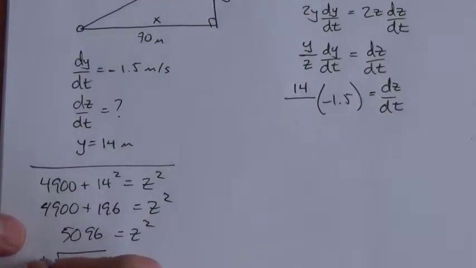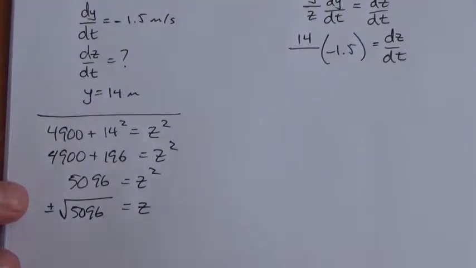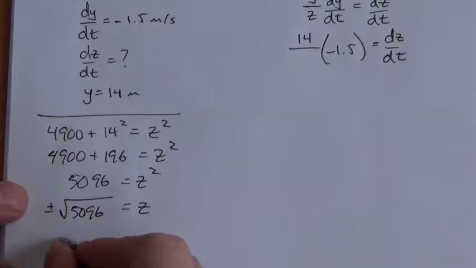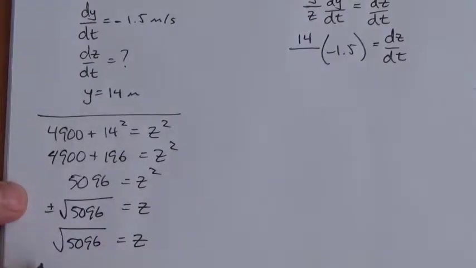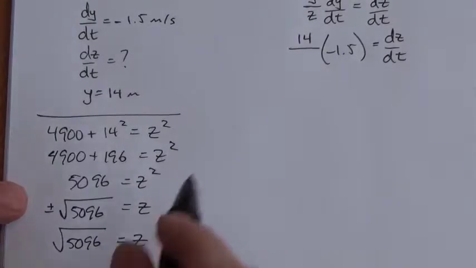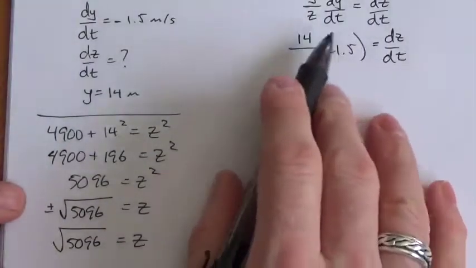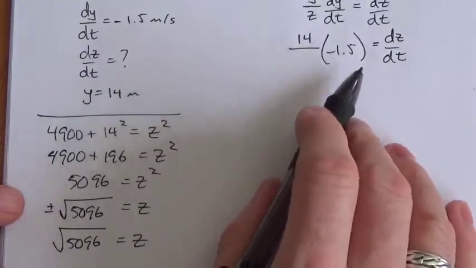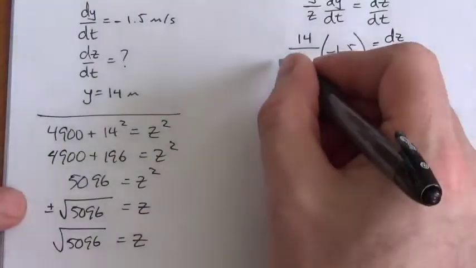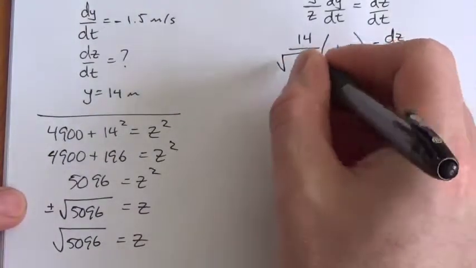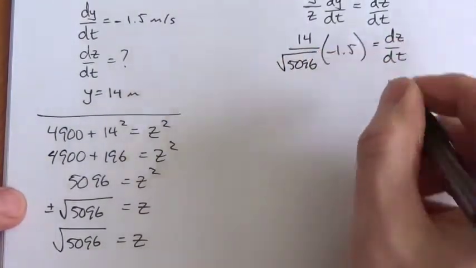to get z. Now that could be plus or minus. However, we all know in this context that it's not negative. It's just going to be the positive square root of 5,096. I'm leaving it like this because the question gave me a value to the nearest tenth, so I'm actually going to give the answer to the nearest tenth. So I'm going to plug in this square root of 5,096 right here.